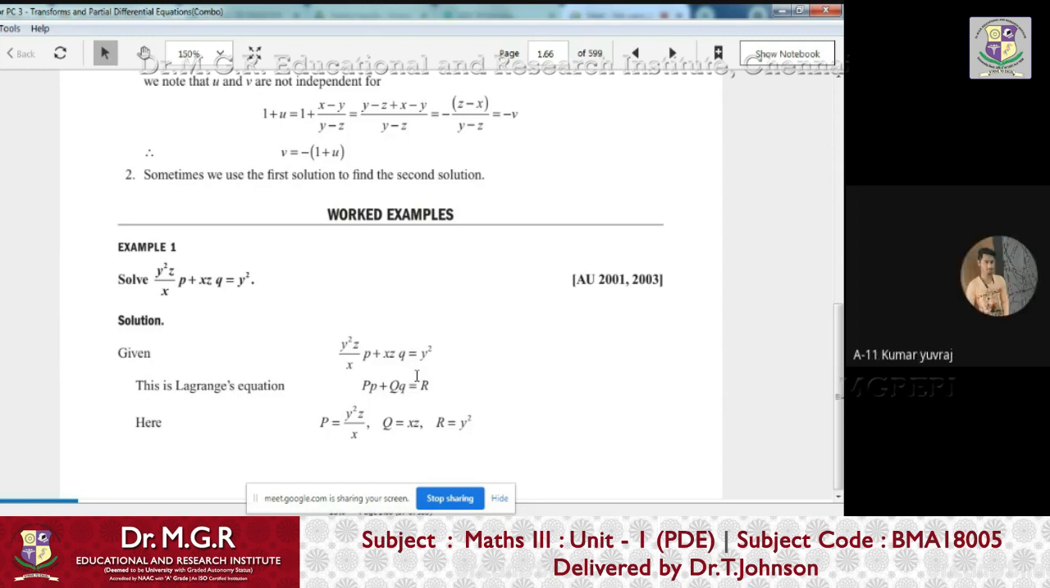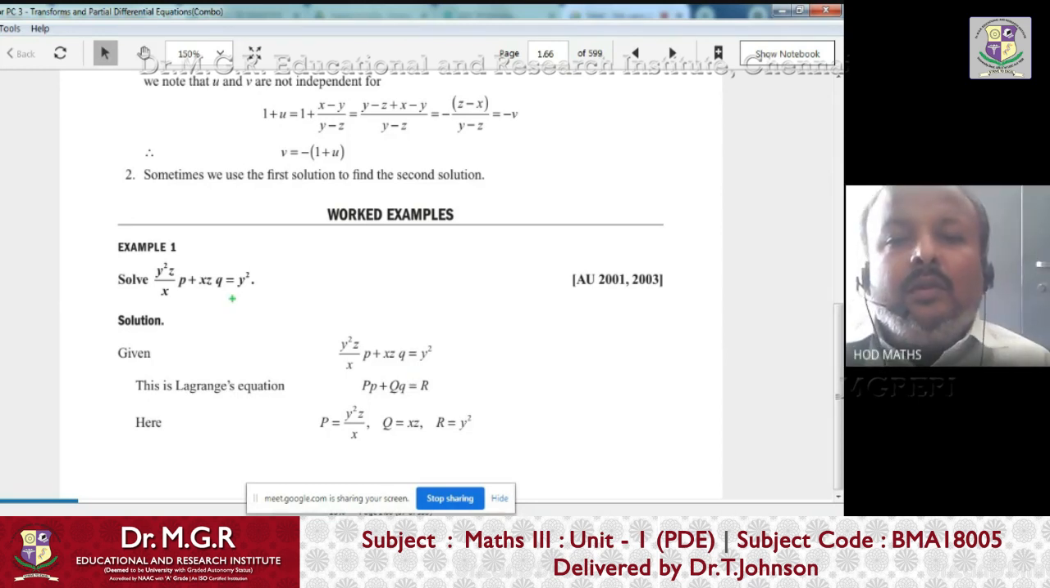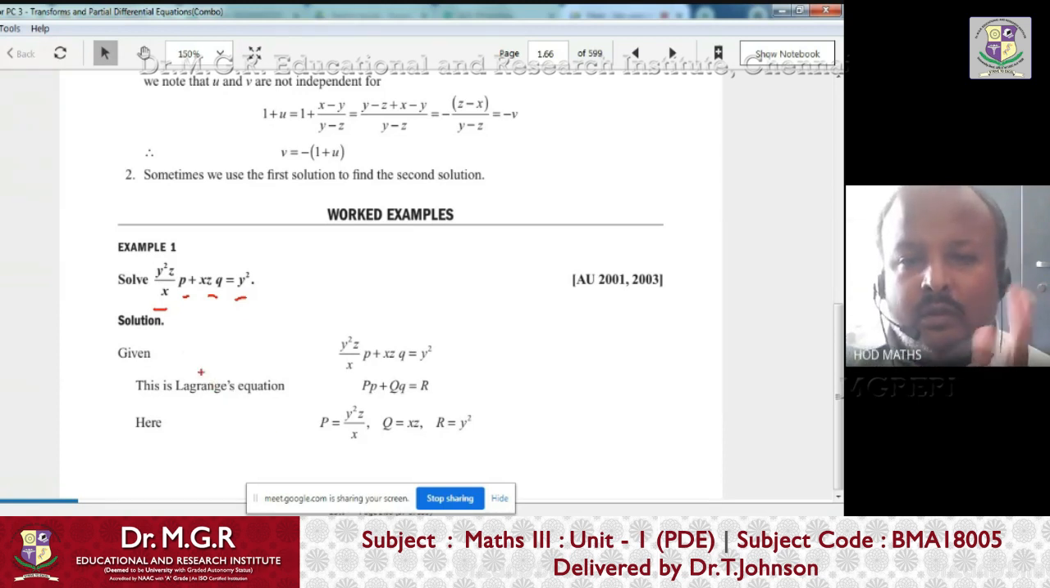Yes, sir. Right. So what is given here? It is given as y square z by x into p plus xz into q equals to y square, right? When you look at the equation, you have to justify that it is in the form of Lagrange's. Two things you have to check: whether p and q are present. Yes. Whether it is present only one time. Yes, it is present only one time.